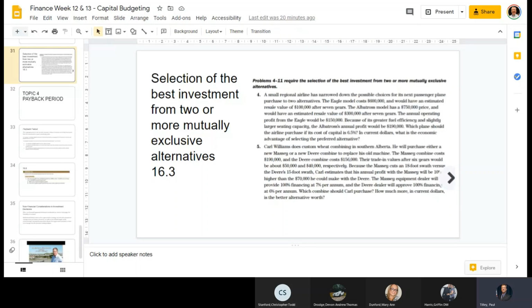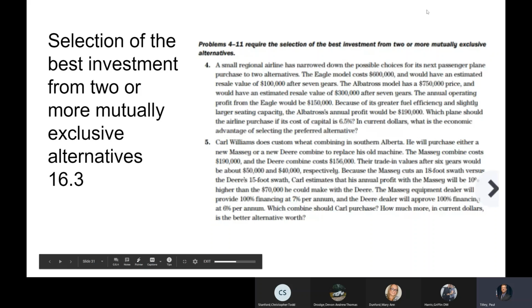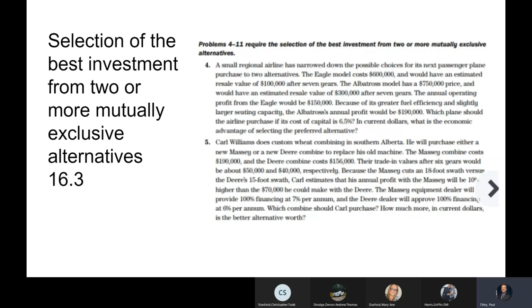What I'd like to do now is go backwards and look at number 4. We'll work on the percentages that are in the problem, obviously, as opposed to what I had. So a small regional airline, let me bring it up, my screen's too small. A small regional airline has narrowed down the possible choices for its next passenger plane to 2 alternatives. The first alternative is called the Eagle.